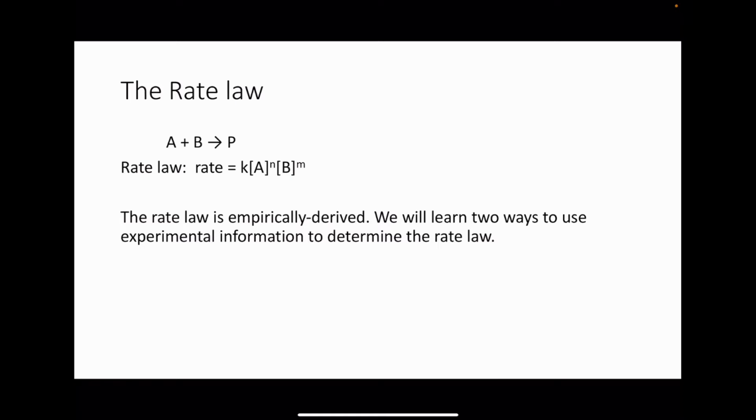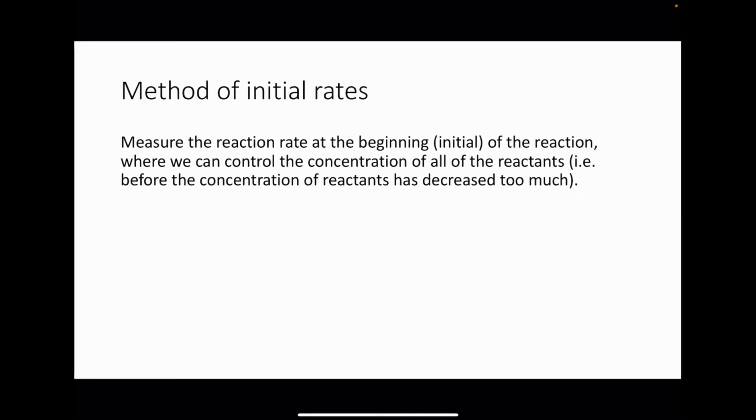And there are two ways to do that. The first way is the method of initial rates. That's the subject of this video. And the second one is the integrated rate law, and that's what we'll do next time. We'll use both of those as two different ways to determine the rate law of a reaction. And then if we know the rate law, we know if we change the concentration, we can change how fast the reaction will run.